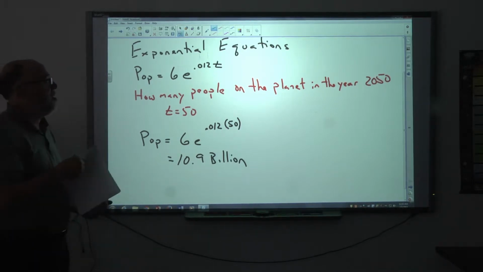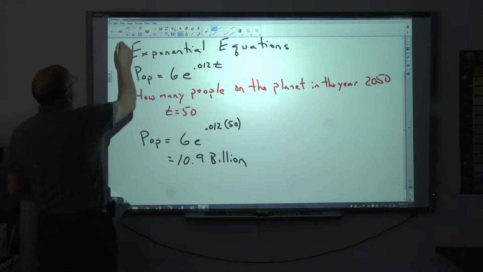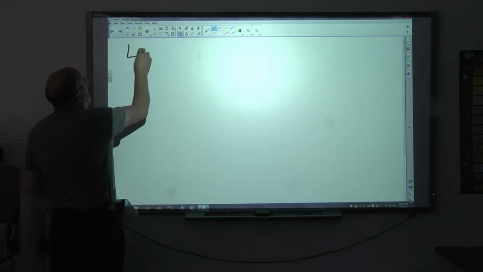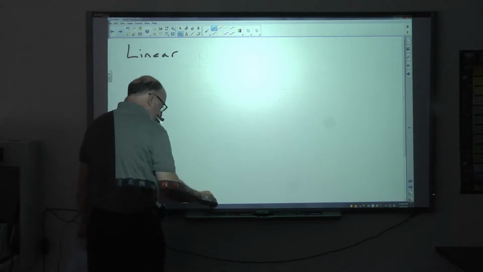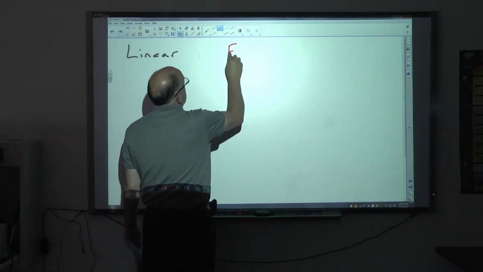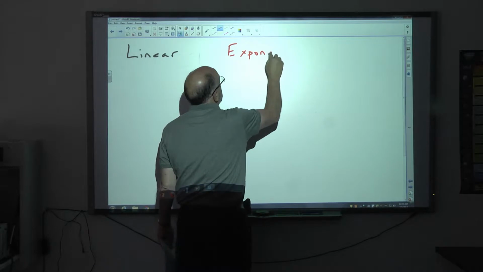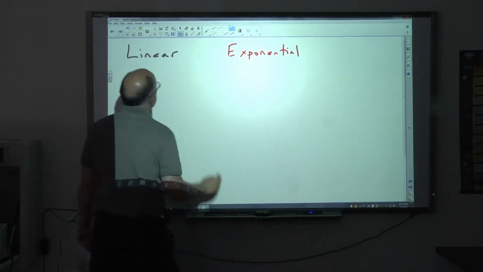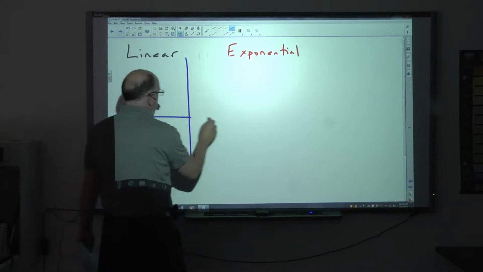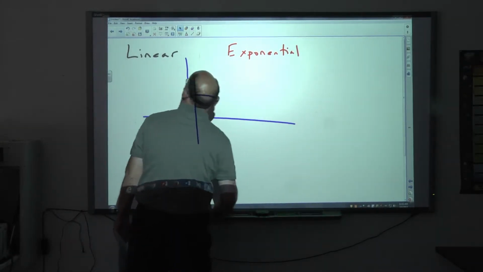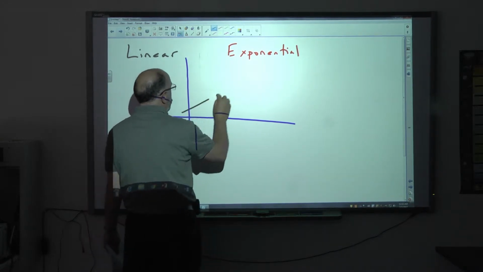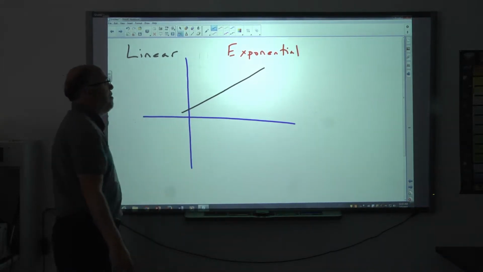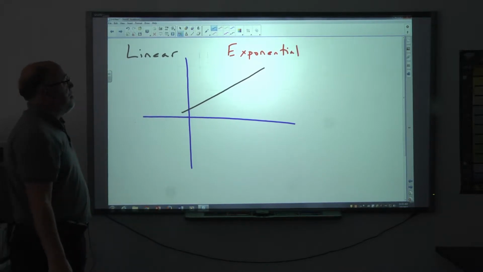So, exponential equations. We have two types of equation: linear, and exponential. If you put both on a graph, a linear equation would be something that goes like that. A linear equation really gains the same amount each time frame, so either the same gain or loss.